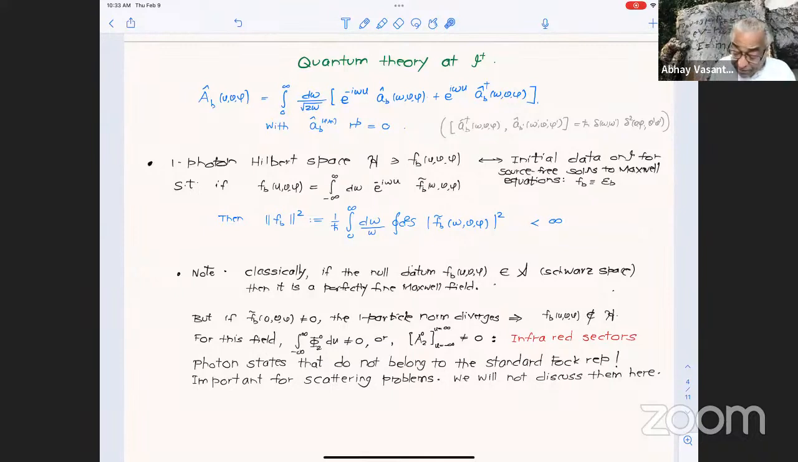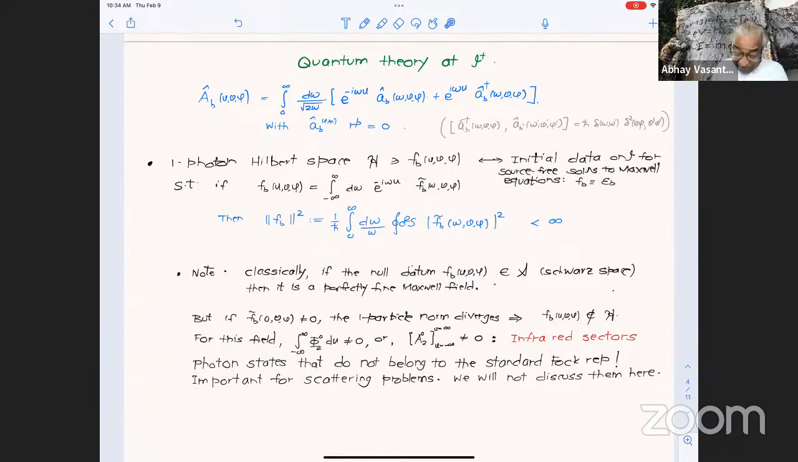Now, classically, if you give me a null datum which is smooth on scri and falls off in u, say in short space, then it's a perfectly fine Maxwell field that you will get in this interior. But because of this omega up here, if f tilde at 0 is not equal to 0, then you get a logarithmic divergence and the norm diverges. So perfectly reasonable Maxwell fields from the classical point of view can have infinite norm, and therefore they would not define a one photon Hilbert space. They will not belong to the one photon Hilbert space.